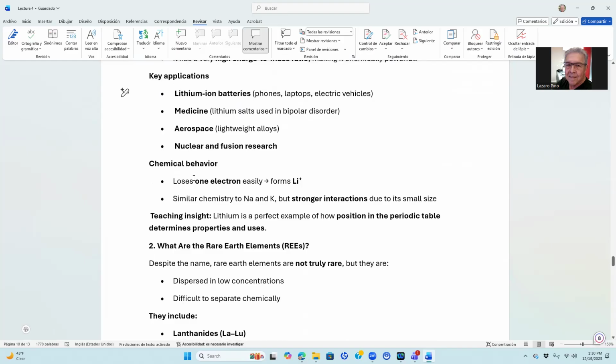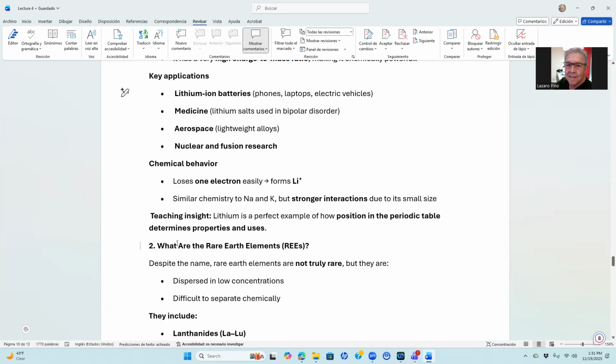So, what is the chemical behavior? Lithium loses one electron easily to form the cation, lithium cation. Similar chemistry is the one for sodium and for potassium, but a stronger interaction due to its small size. What is the small size? Lithium is very small in comparison with sodium and with potassium.